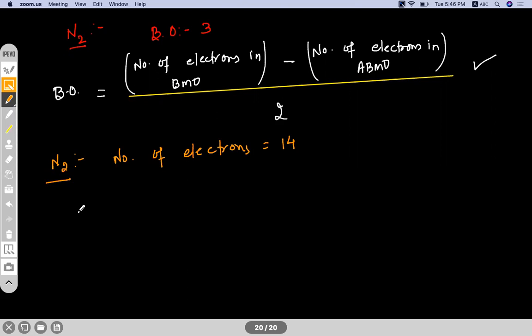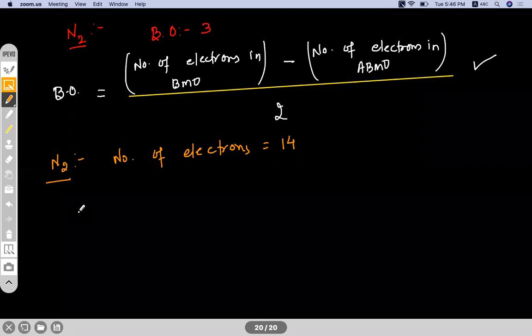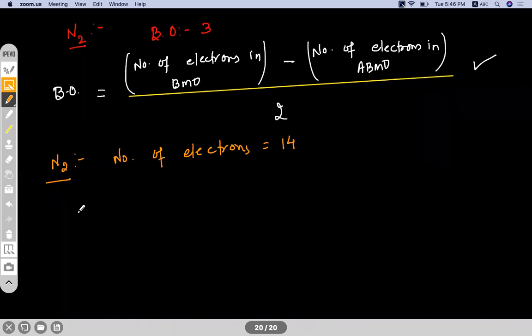Follow the order of orbitals given. It is the first order it follows. Okay. And then find out the bond order. What are you getting? Are you getting 3? Yes, it should be 3, right?